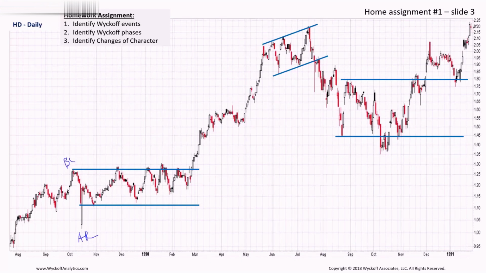And later, the next is the secondary test that happens after that, followed, and that completes the phase A.